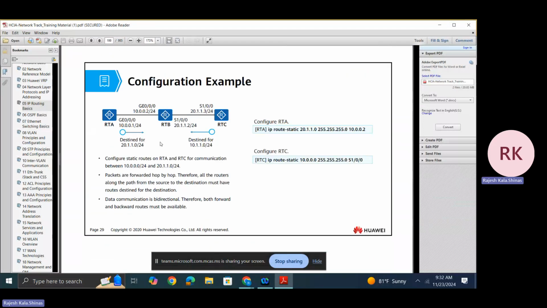From RTA, I want to reach 2110. Okay, what I will do, I'll write IP route static 2110 and the subnet mask is 24, 255.255.255.0. Next hop is, see, from RTA to reach this network, the next hop IP is 10.0.0.2. This is next hop IP.